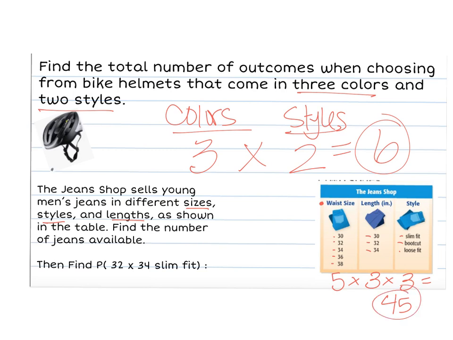And then it says, find the probability of getting a 32 by 34 slim fit. So 32 by 34 slim fit is just one of the options out of the 45, so the probability of getting that would be 1/45.